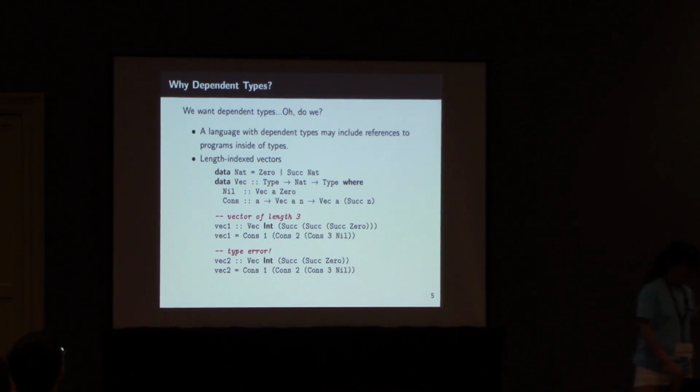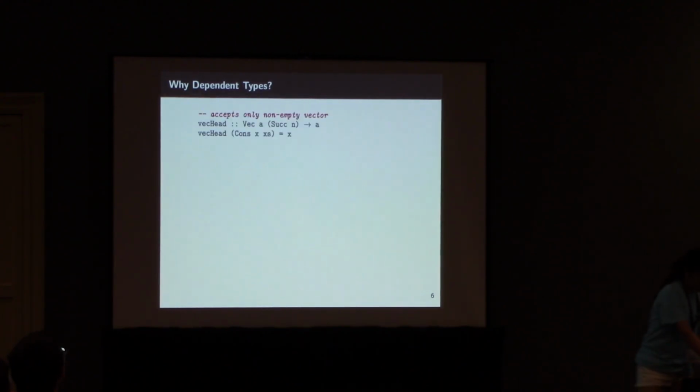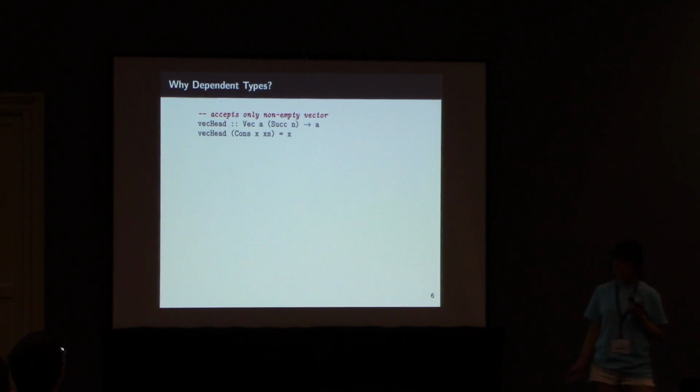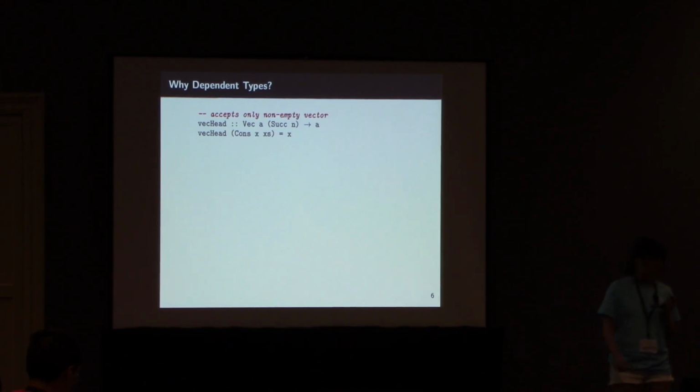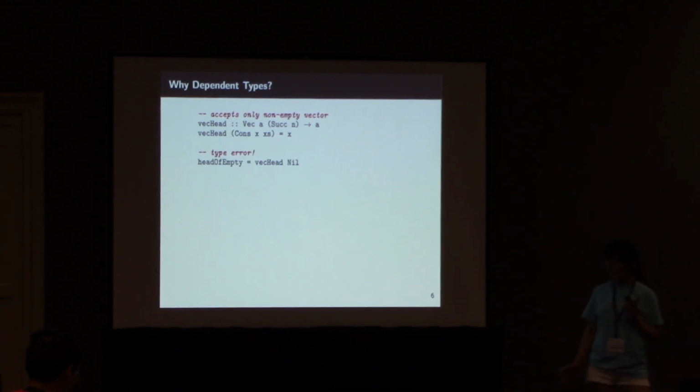Once we have the length-indexed vector, we are ready to define some well-behaved functions. For example, the head of the vector, in this vec_head, we always return the head of a vector, but we can only return the head of a non-empty vector. So in the type signature of this vec_head, we say that we expect a vector of length greater than 0. Now, if you apply this vec_head to a nil, you will get a type error instead of some runtime exception.